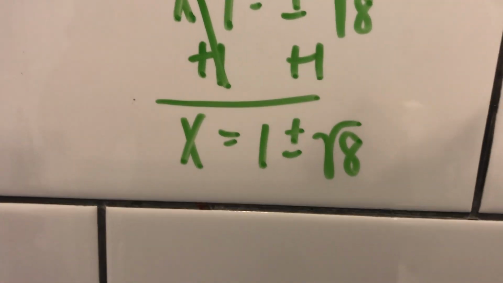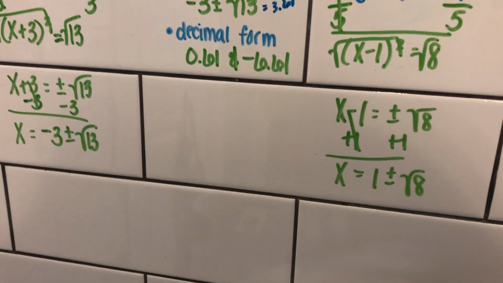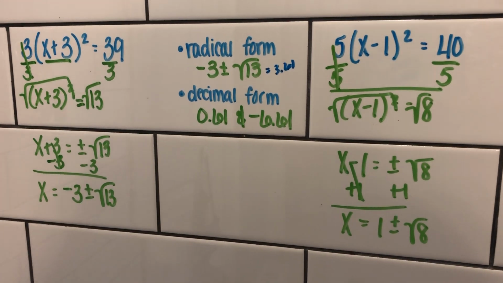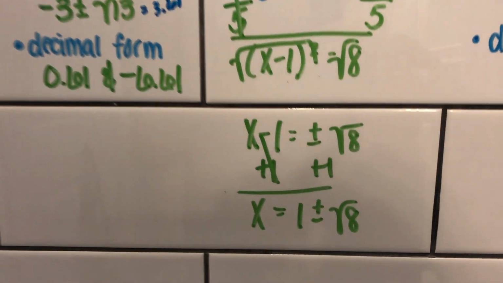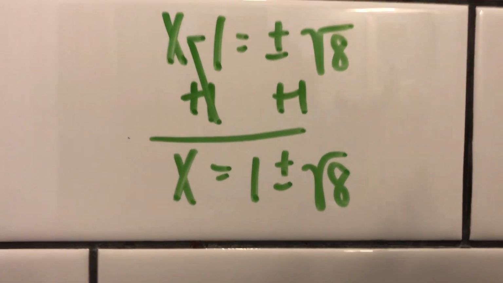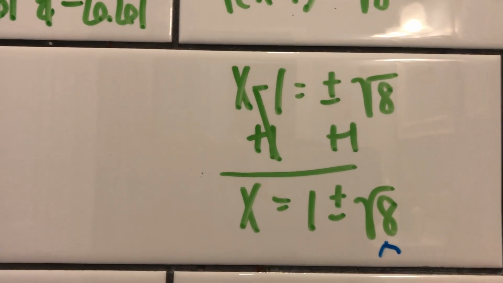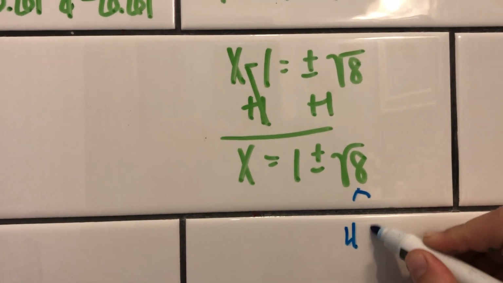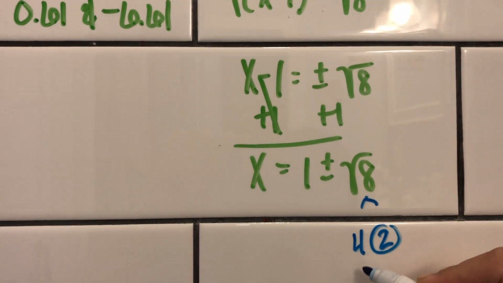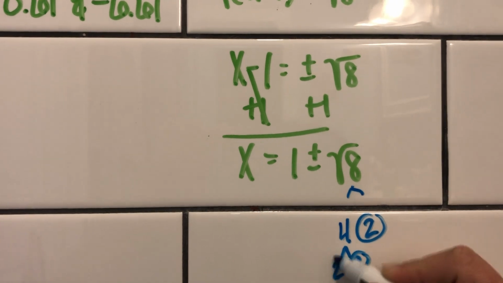Now in the previous example, when I had the square root of 13, I was just done with radical form. However, here, this one is a little bit more involved because the square root of 8 is not simplified. I am able to break that down more. I can break it into 4 and 2. 2 is prime. 4 can become 2 and 2.